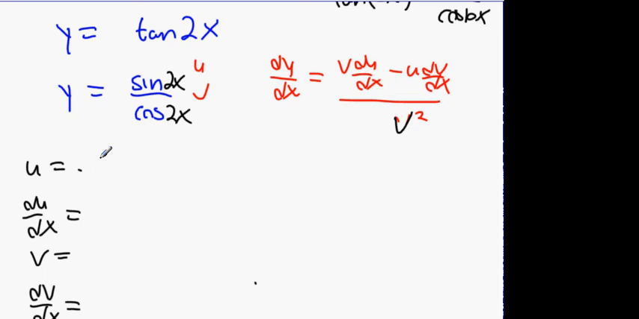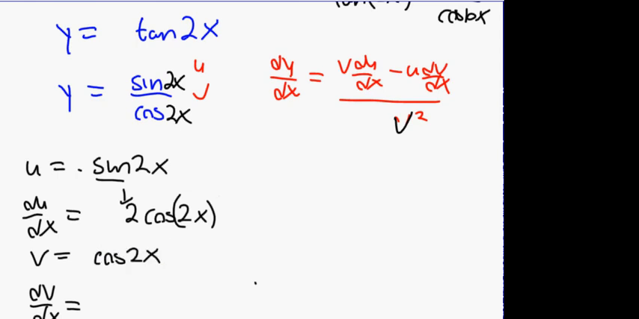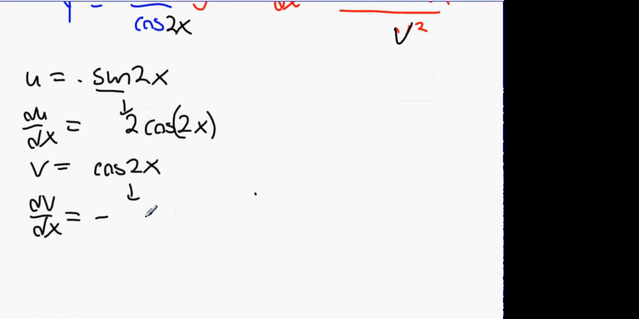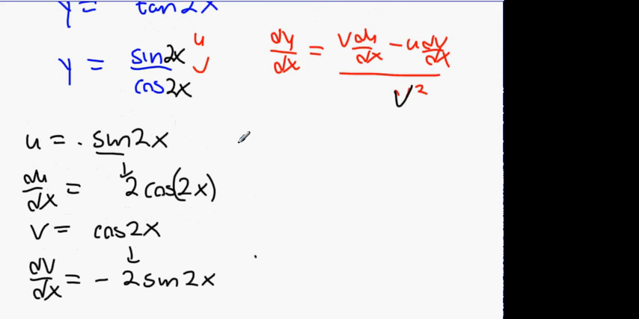Now, u is sin 2x. We got to differentiate. Now, what happens when you differentiate sin? It turns into cos. Now, it's a 2x this time, so we have to differentiate the angle, and what do we get? 2 cos 2x. Now, phi is cos 2x, and when you differentiate that, minus sin 2x. But we differentiate the angle again, Connor, and what do we get? 2.